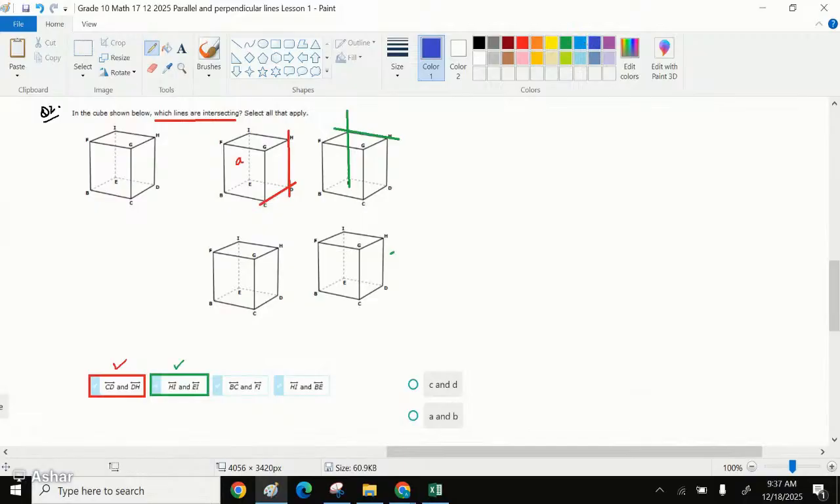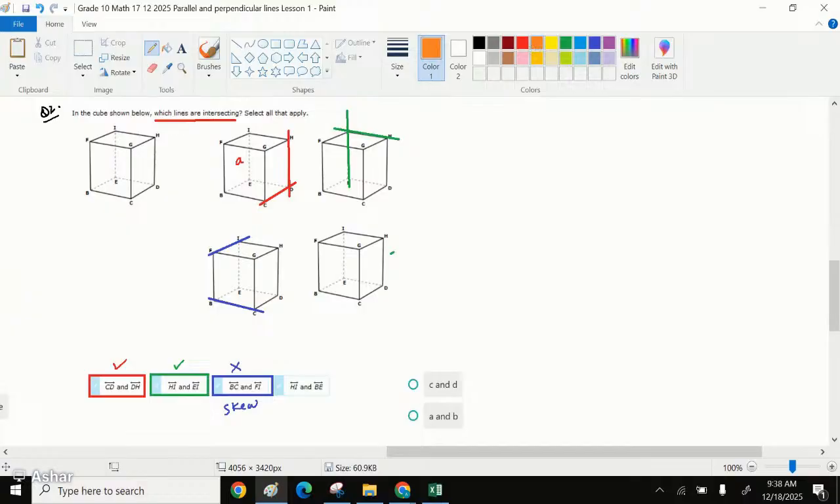Let's have a look. BC and FI. You can say this is BC. This is FI. So these are not intersecting, but they are skew lines, right? Even though it's not our answer, we are just trying to understand what it really is. If it's not intersecting, then what are the lines?